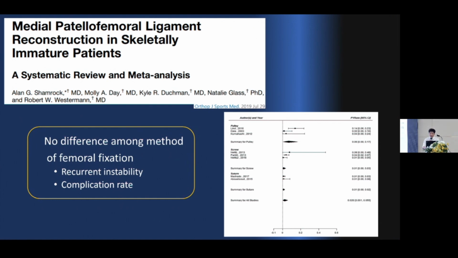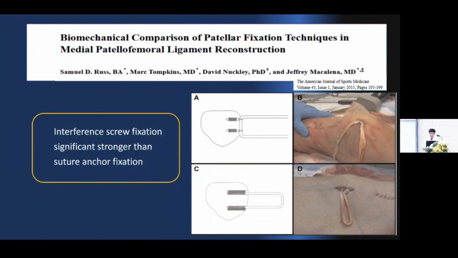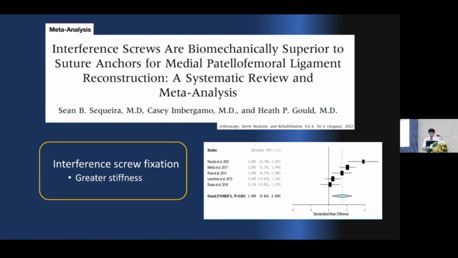A systematic review and meta-analysis of femoral fixation methods found no difference among the soft tissue pulley, interference screw fixation, or suture anchor fixation in terms of recurrent instability or complication rate. Next is the patellar fixation. In 2015, a biomechanical study on patellar fixation in MPFL reconstruction found that interference screw fixation is significantly stronger than suture anchor fixation. And in 2022, a paper found that the interference screw was significantly stronger in terms of stiffness compared to the suture anchor tool.